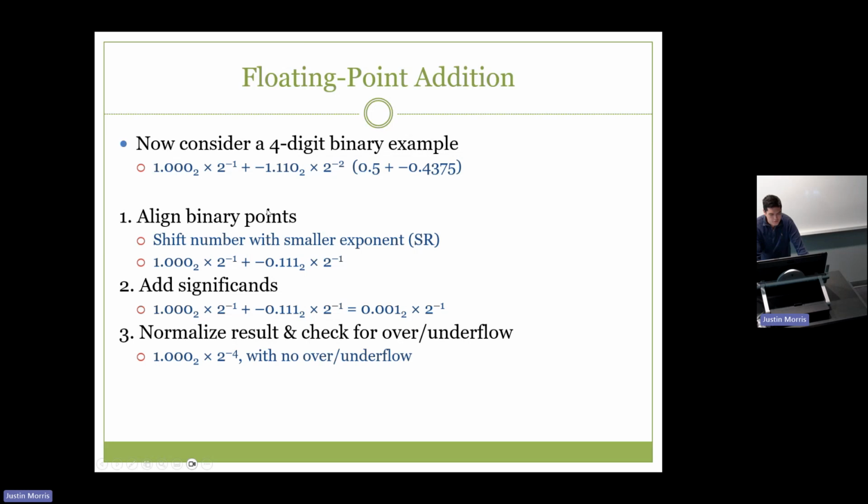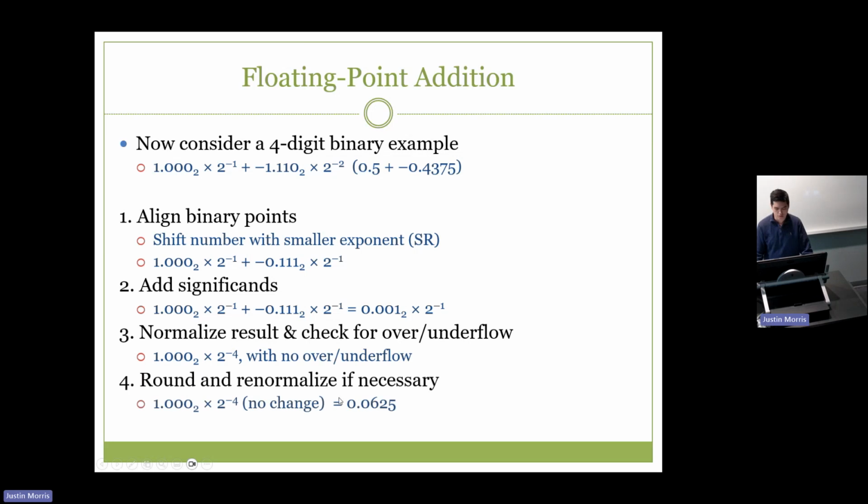And here we had 4 binary digits, and here we can still represent 4 binary digits. There's no need to round or truncate, so there was no change. And then if we convert this into its decimal counterpart, we get 0.0625, and we can double check that that is correct from here. So floating point addition is just the same as decimal addition with floating point numbers.